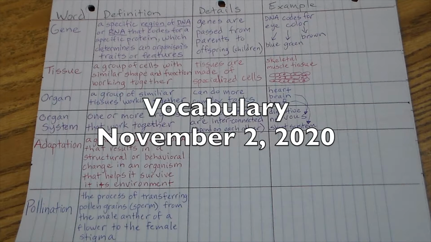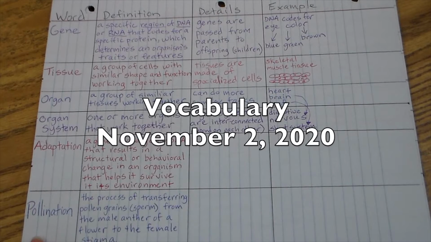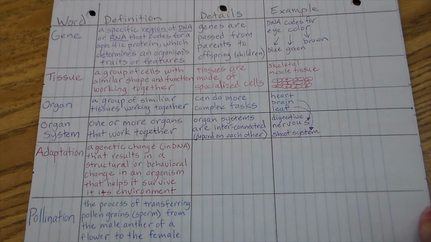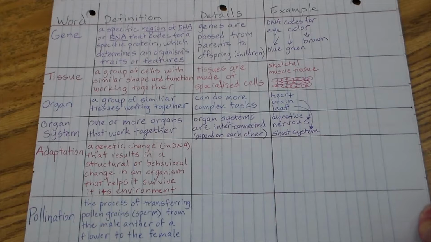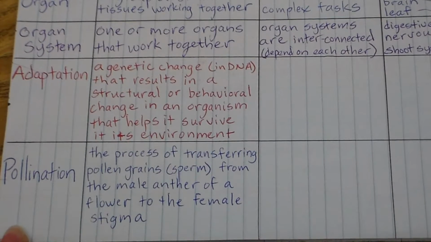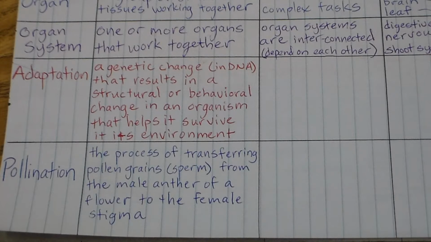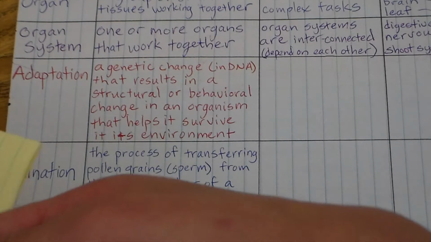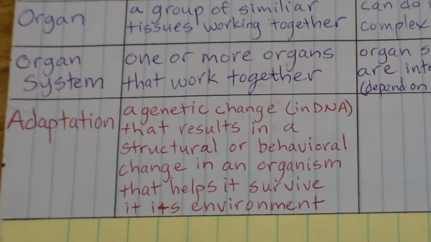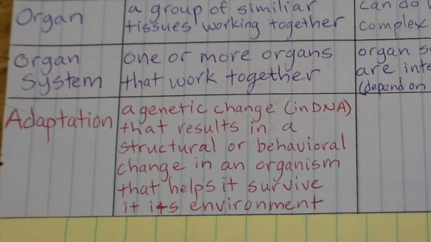Today is Monday and we are doing vocabulary, and we only have 2 words today. I'm showing you the overall page here to remind you where we left off last week. We've got 2 words that we're going to fill in today, just adaptation and pollination, but they have really long definitions, so that's why we're only doing 2 words today. And we're going to get started with adaptation.